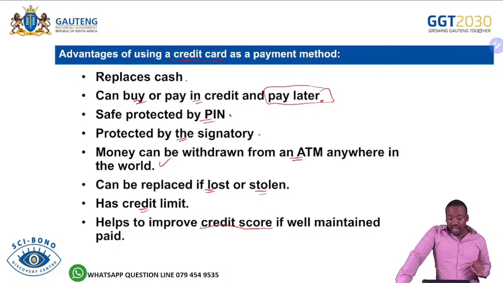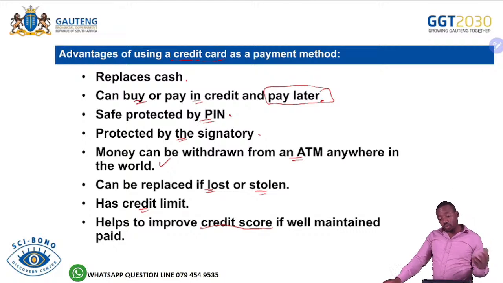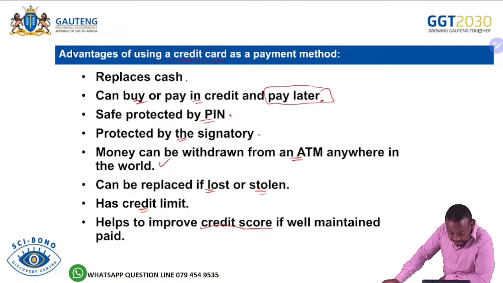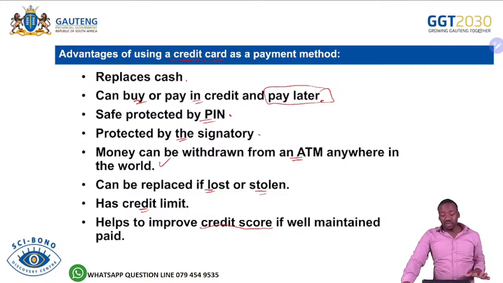Then we are also saying, if it happens that you misplace it for a very long time and you don't find it, or it gets lost or stolen, then you can go to the bank, apply, and they issue you another one. It helps because it has a credit limit, so you will not go beyond what you can afford to pay back. It also helps to improve credit scores if it is well maintained. When we say well maintained, it means it is paid on time, on a monthly basis. Right, those are some of the advantages of using a credit card.